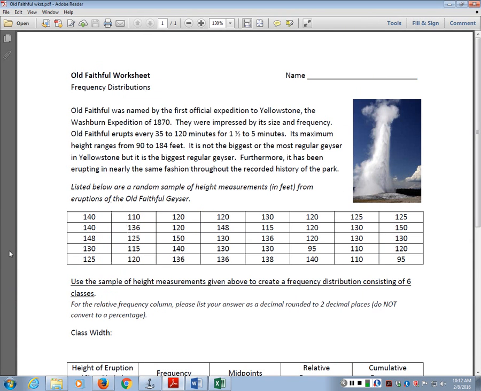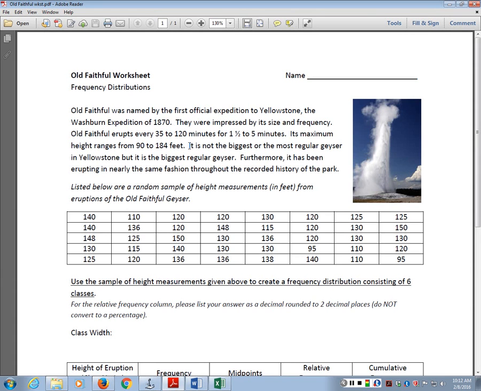Okay, here's the data that we have. What we want to do is use these sample measurements. They are a sample, it's not a population. It's a random sample of height measurements in feet from eruptions by the Old Faithful Geyser, which is in Yellowstone National Park. And the maximum height ranges from 90 to 184 feet.